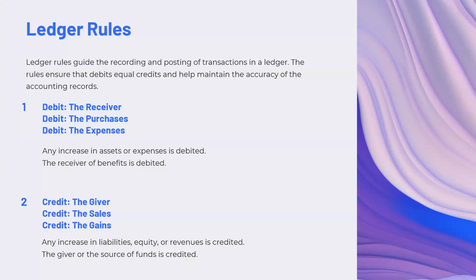Here, any expenses or assets are debited, and the receiver of benefits is debited. So the receiver, the increase in assets, and the increase in expenses, all three are posted in the debit column. What is posted in the credit column is the increase in liabilities, equity, revenue, and the giver and the source of funds. All these aspects are posted in the credit column. Clear? Okay, when you see the example, it will be more clear.